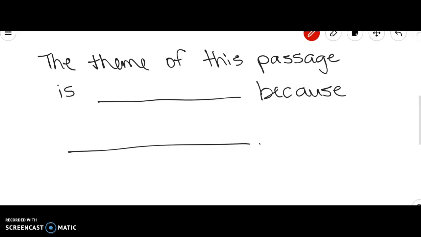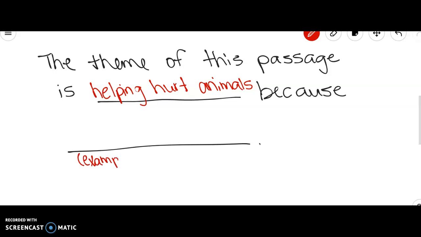So I'm going to fill in the blanks here on our page, and I'm going to talk about helping animals because really this passage is all about helping an animal who is hurt and finding any way that you can help an animal. So, in my opinion, the theme of this passage is helping hurt animals. And I'm going to tell you because, and this is always an example from the text because we need to know from the text what does it say and why we need to support our answer.